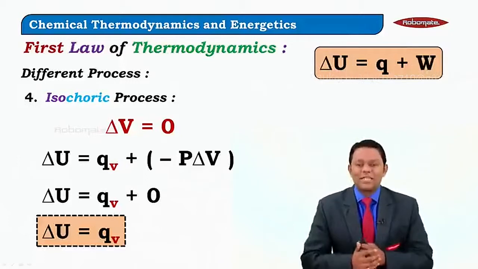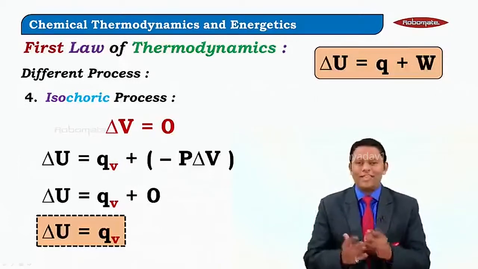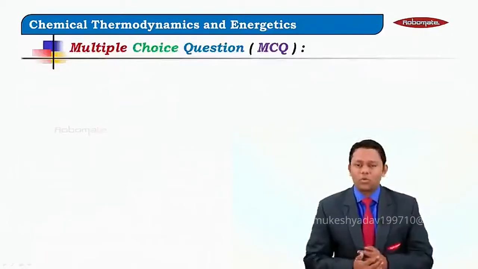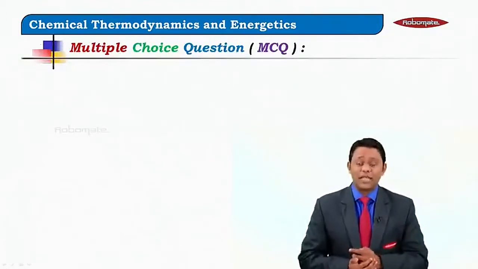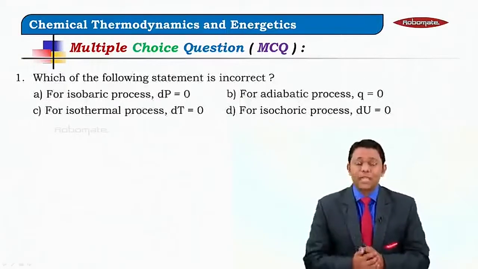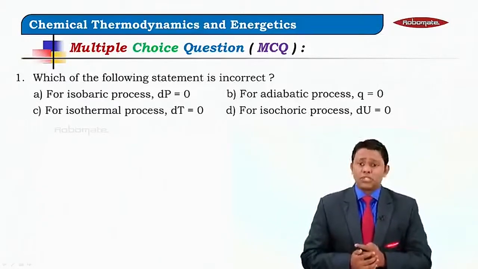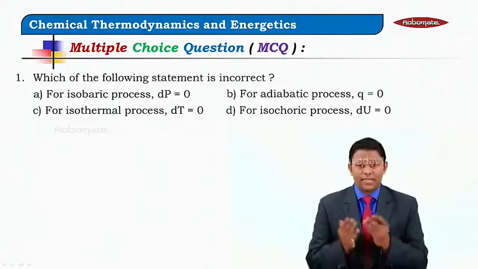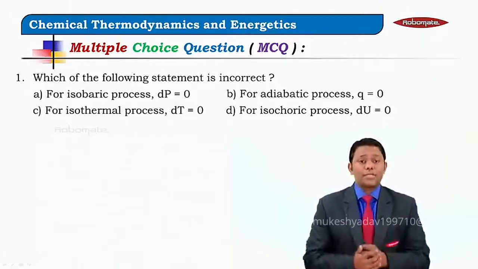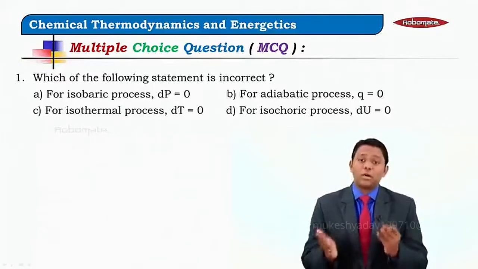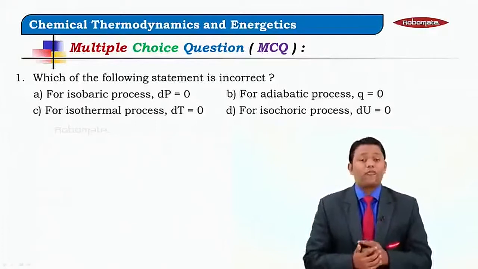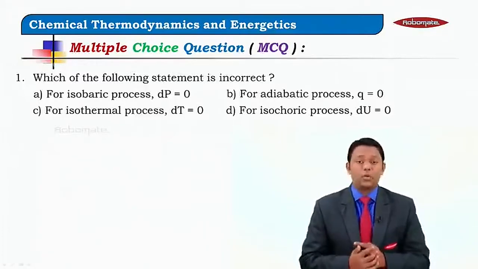So this is nothing but the expression of first law in various conditions. Let's quickly go through certain MCQs. Let's take the first one, which of the following statements is incorrect? The first one is, for isobaric process dP is 0, for adiabatic process Q is 0, for isothermal process dT is 0, or for isochoric process dU is equal to 0.